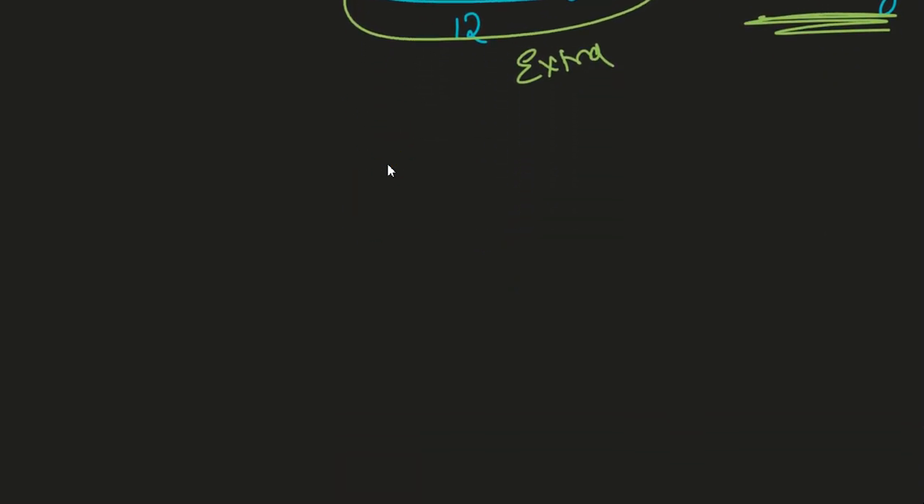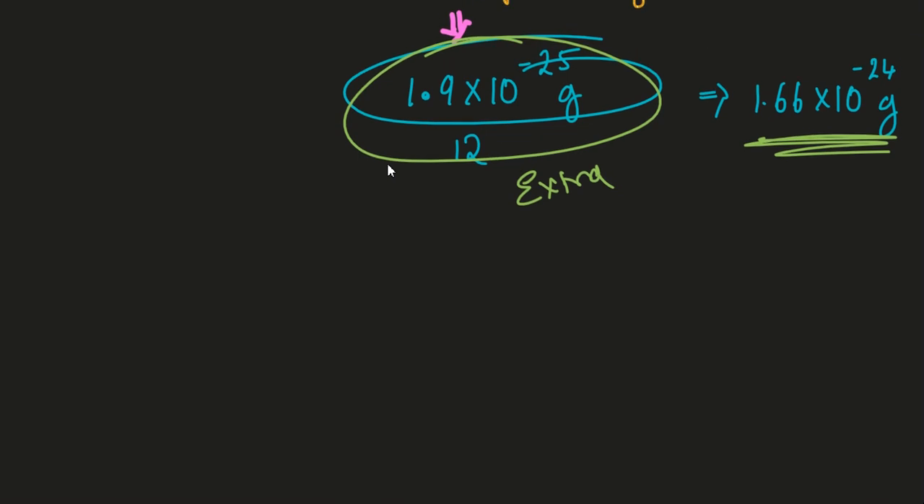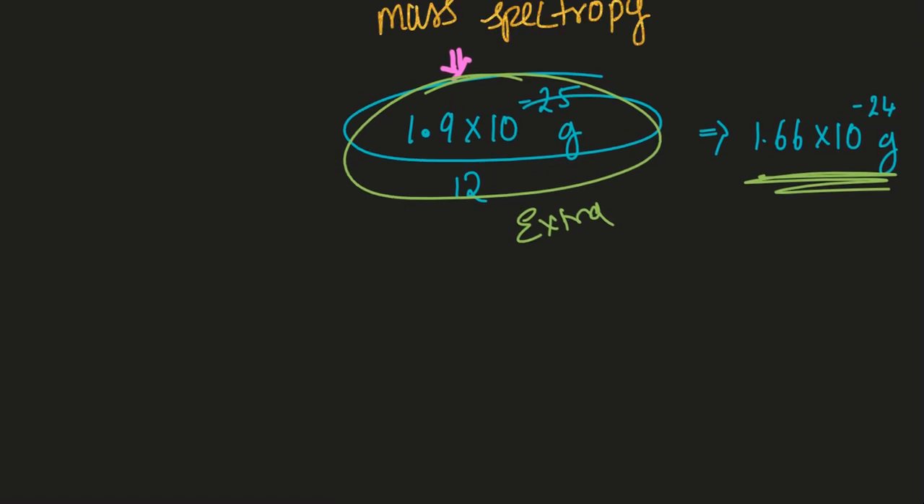So now what happened here? If you take one atom, the mass was found to be 1.9 into 10 to the power minus 23, not 24. So 23 divided by 12, you are going to get 1.66 into 10 to the power minus 24. Overall, this is extra information. The only value you have to remember is 1.66 into 10 to the power minus 24 grams.